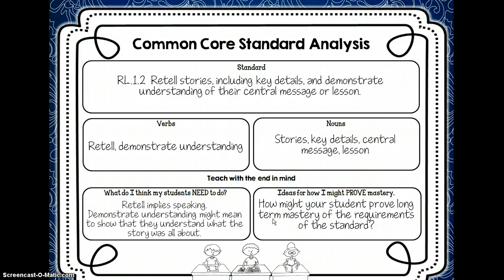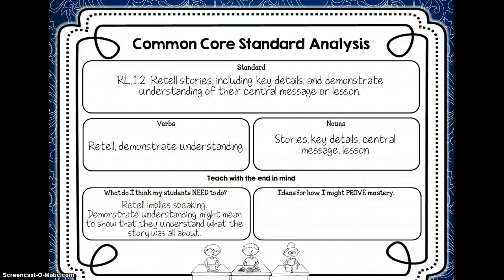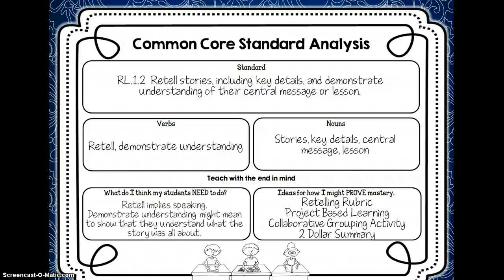All right, what are some ideas for how my student might prove mastery? It's really important to teach with the end in mind. What am I trying to get them to prove to me? Sometimes if I can think about how I'm going to assess them at the very beginning, that gives me a better arc for how we get there. For this particular standard, I might have a retelling rubric, 4-point scale, where I list some things that I need to hear from that particular story.